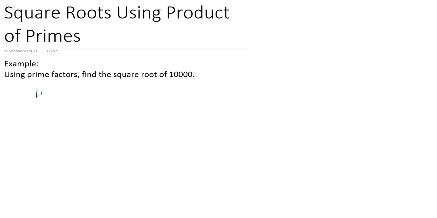So I'm going to show how we can use the prime factor method to do this. First of all, you find your prime factors. So you divide by 2 first of all, which gives you 5,000. You can divide by 2 again, which gives you 2,500. You can divide by 2 again, which gives you 1,250. You can still divide by 2, which gives you 625.